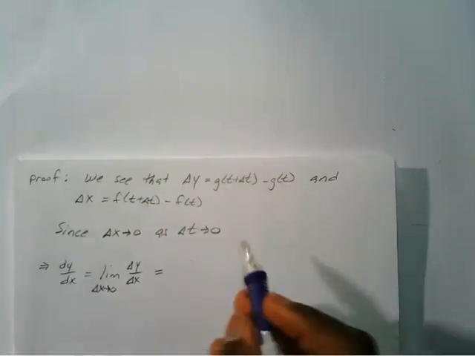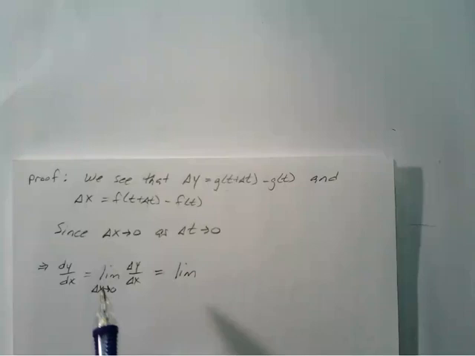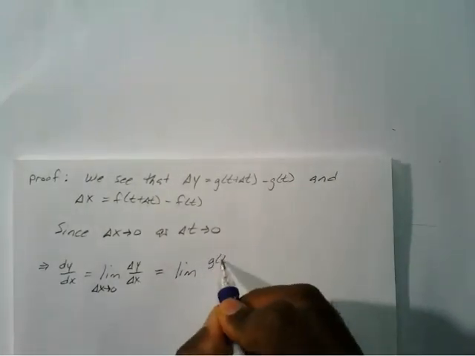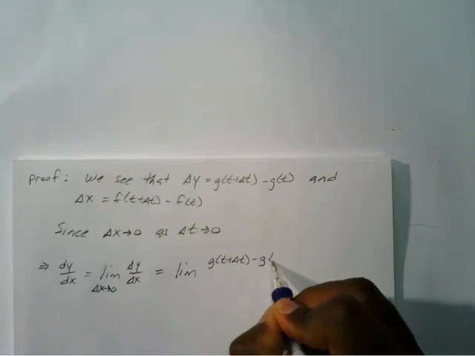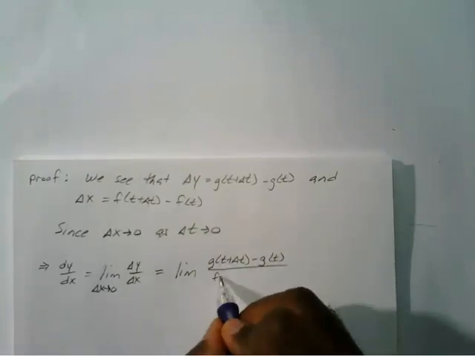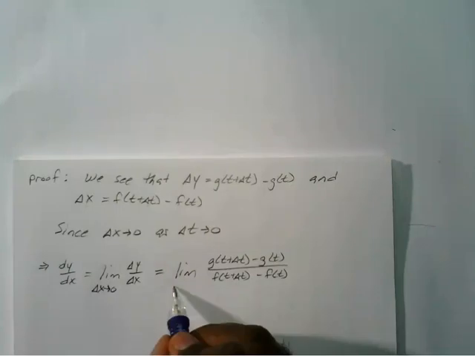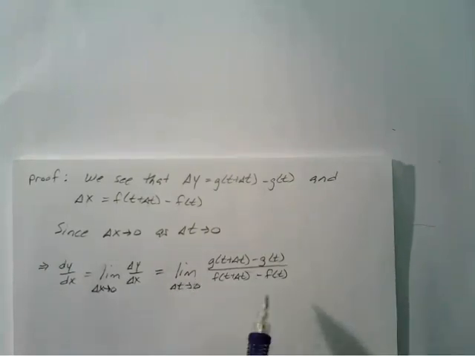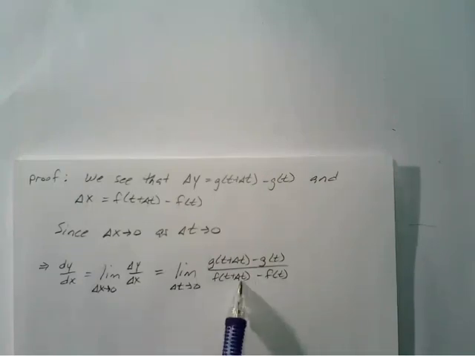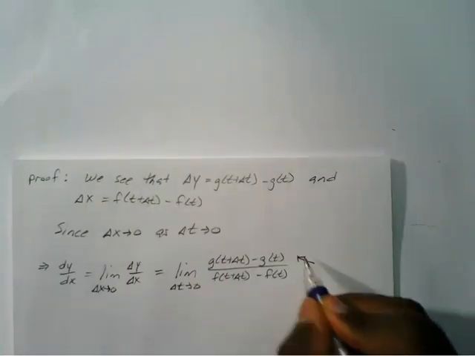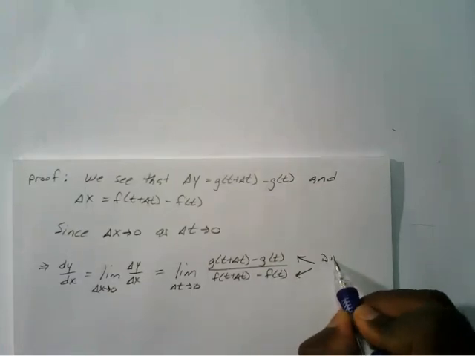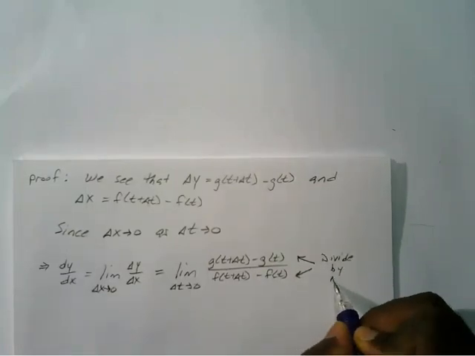But we can easily replace that with the limit where, instead of delta y, we have g of t plus delta t minus g of t, all over f of t plus delta t minus f of t. In this case, delta t approaches 0, because if it ever hits 0 you have a denominator of f of t minus f of t, which is 0, which you cannot have. We all know if the denominator ever hits 0, then you have chaos all over the world. So now what do we do? We're going to divide the numerator and denominator by delta t.